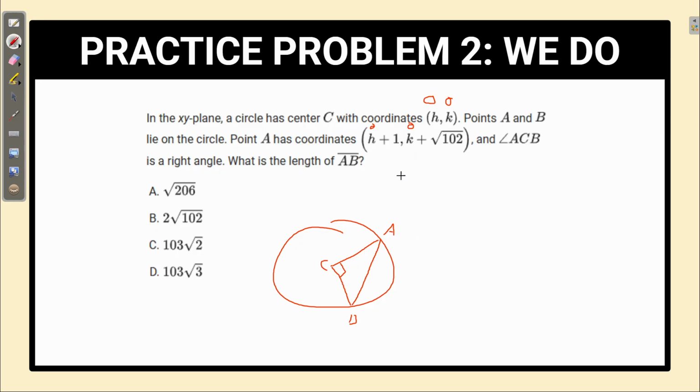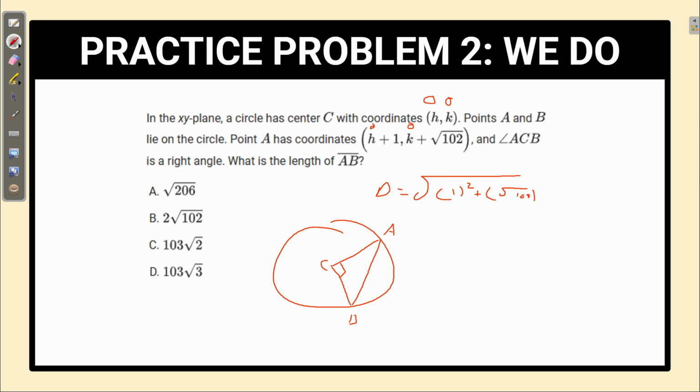Now, what I want to do is find the radius. How do I find the radius? Well, we take the distance from the center to one of the points, and it gives us point A. So using 0 as our example, let's just take the distance. Well, the distance is going to be the square root of x2, which is our h plus 1, minus x1, which is our h, which would just be 1, squared, plus k plus the square root of 102 minus k, which is just the square root of 102.